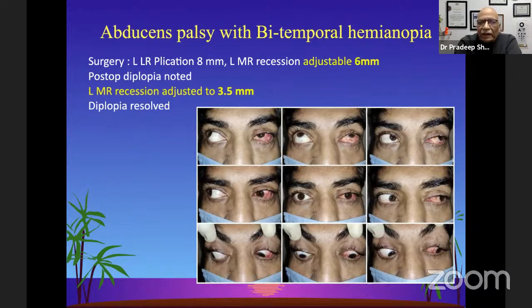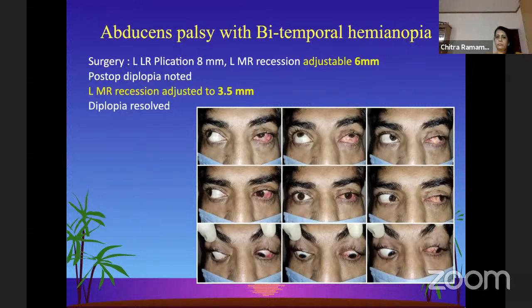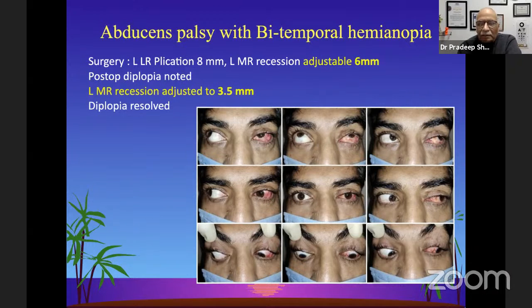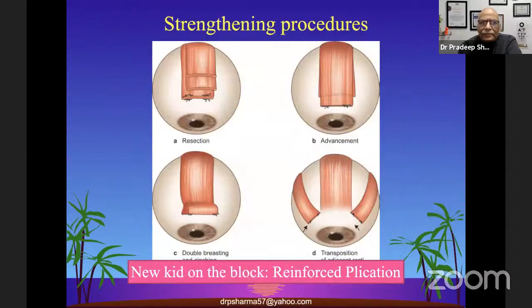But post-op, 5 hours later, I found that it was giving him diplopia. So I adjusted the muscle, brought it to 4.5 and then finally to 3.5 millimeters when the diplopia was resolved fully. And he is now a happy man because his diplopia is corrected, his head is straight, and the eyes are also straight.